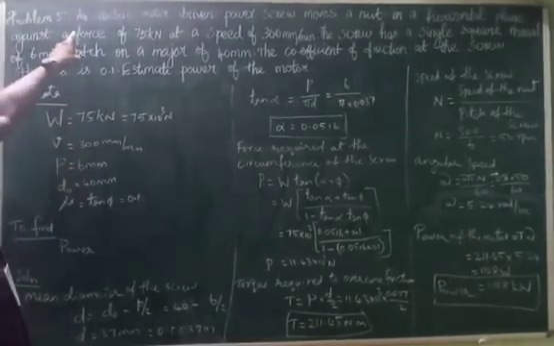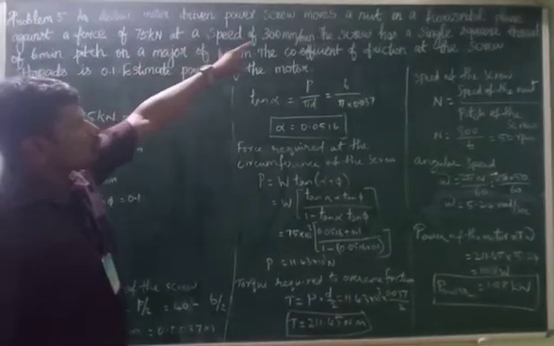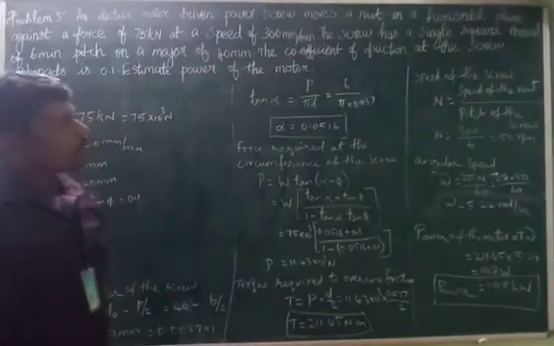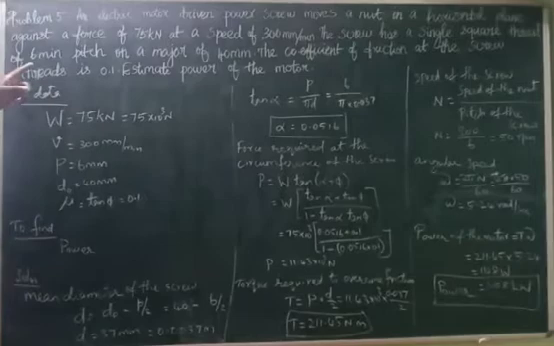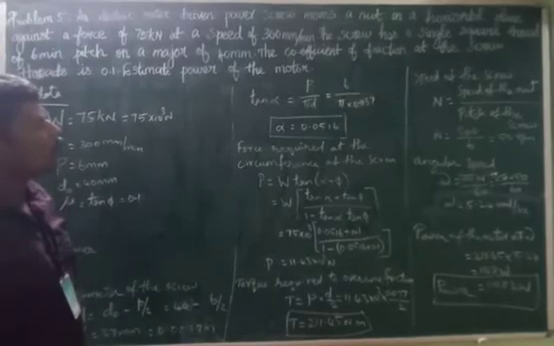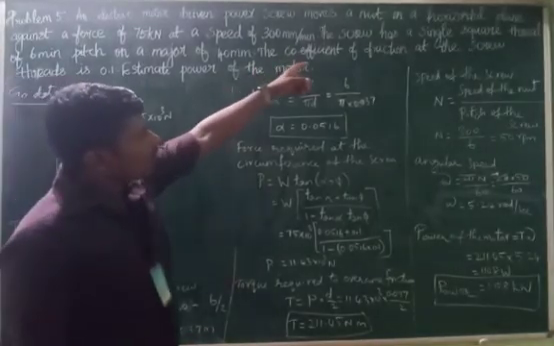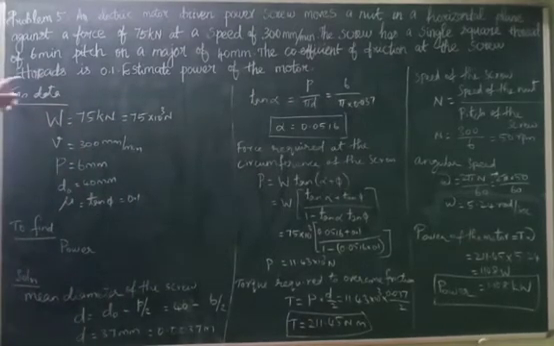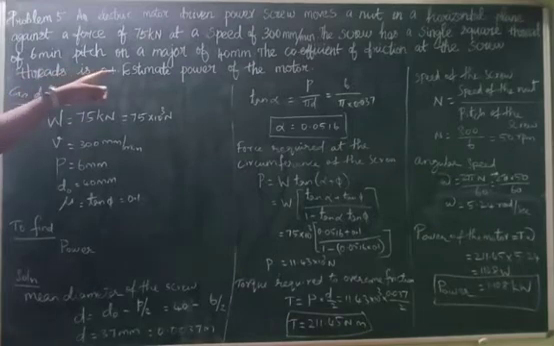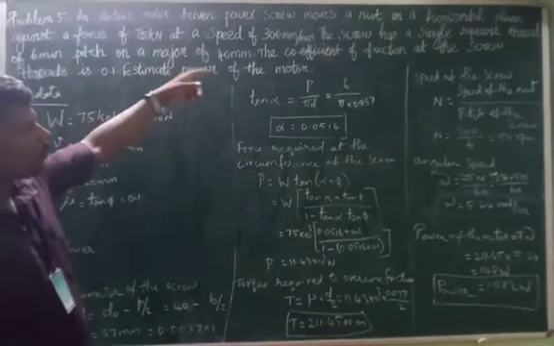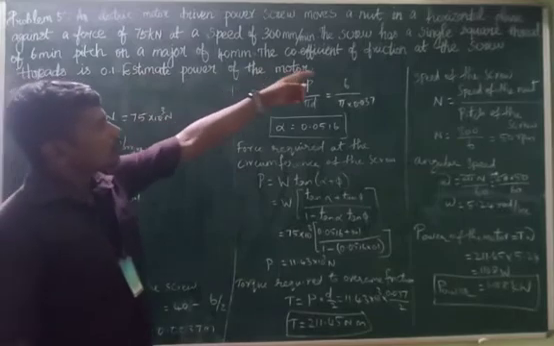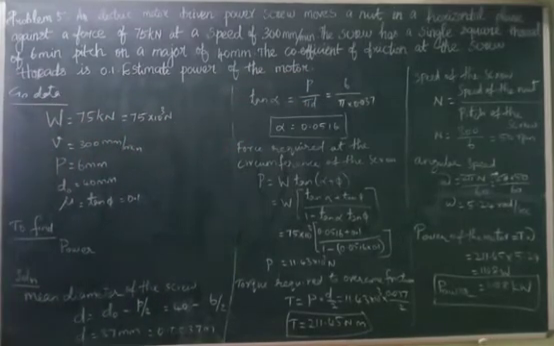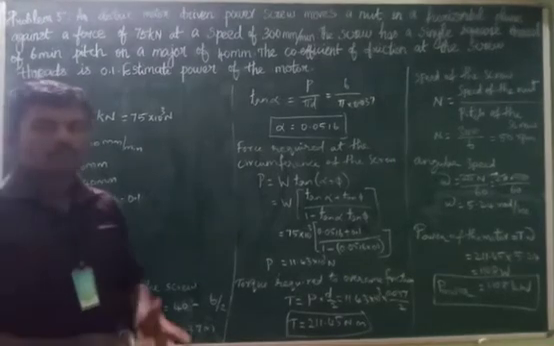Read the problem. An electric motor driven power screw moves a nut in a horizontal plane against a force of 75 kN at a speed of 300 millimeter per minute. The screw has a single square thread of 6 mm pitch on a major diameter of 40 mm. The coefficient of friction at the screw threads is 0.1. Estimate the power of the motor.